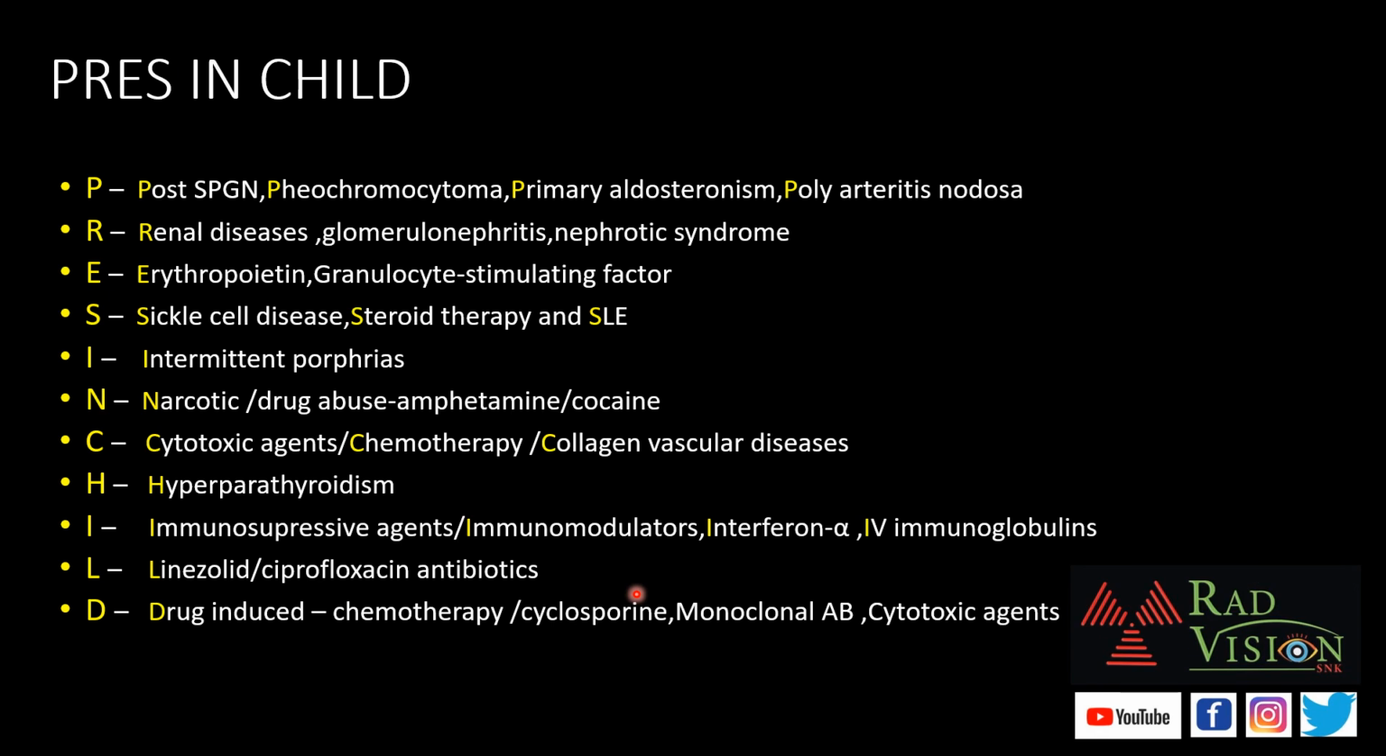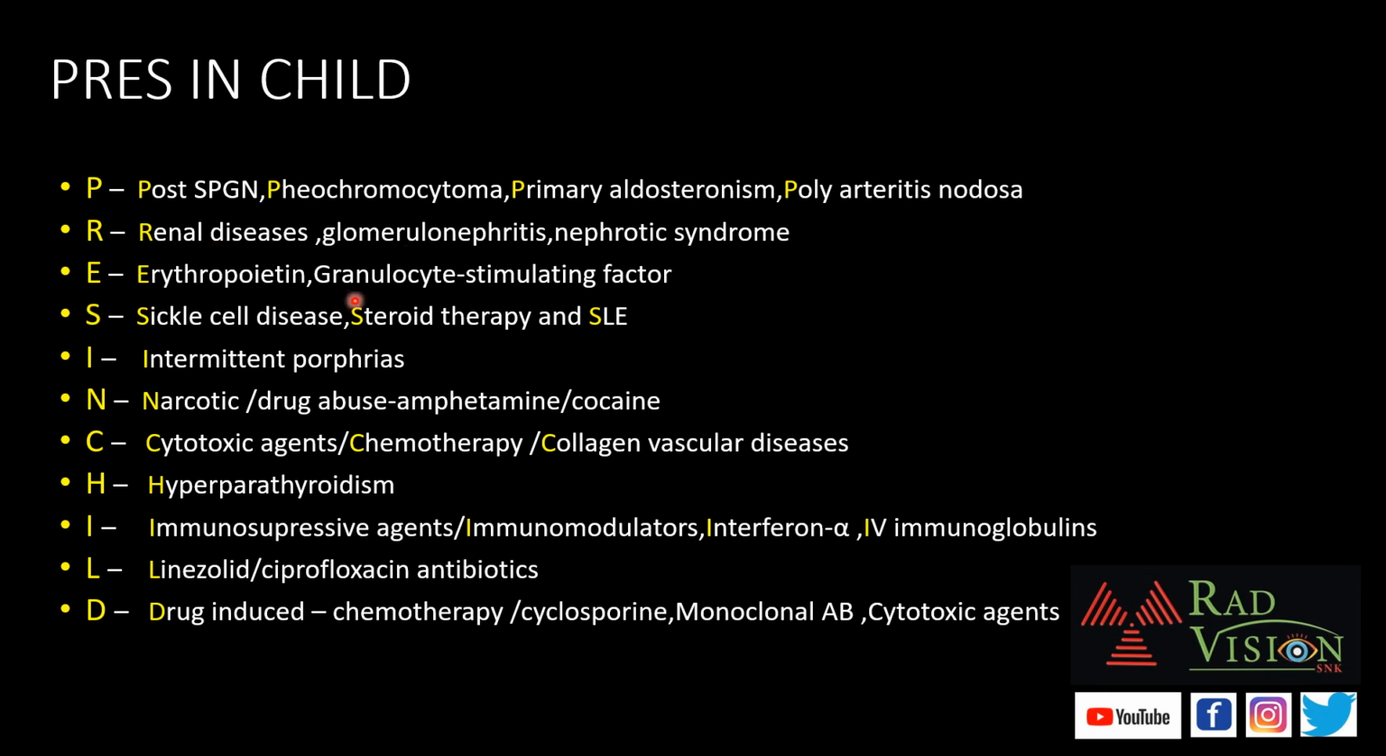So what is the mnemonic we have to remember for PRES in a child, which will cover all the pathophysiology or the etiological causes for PRES which have to be ruled out in a child? So that is PRES in child. P is post-SPGN, pheochromocytoma, primary aldosteronism or polyarteritis nodosa. R is renal disease, glomerulonephritis or nephrotic syndrome.